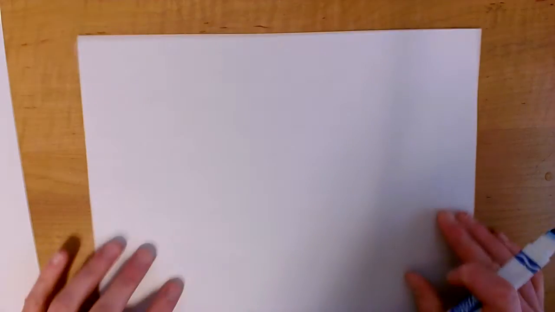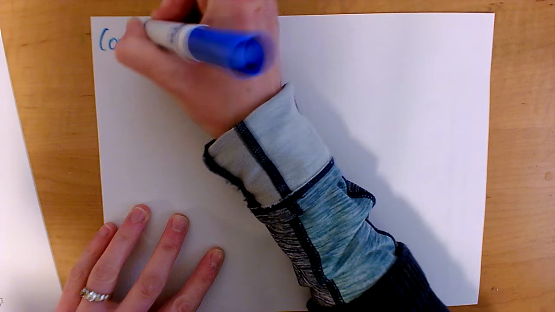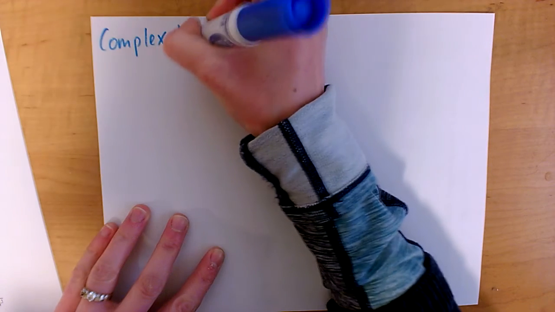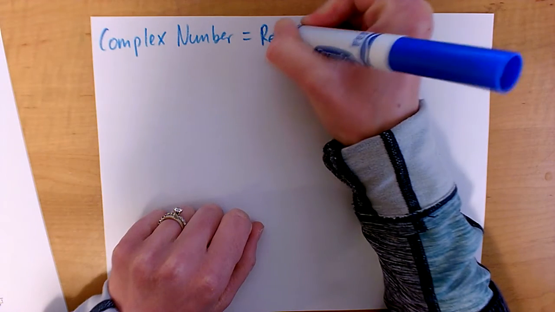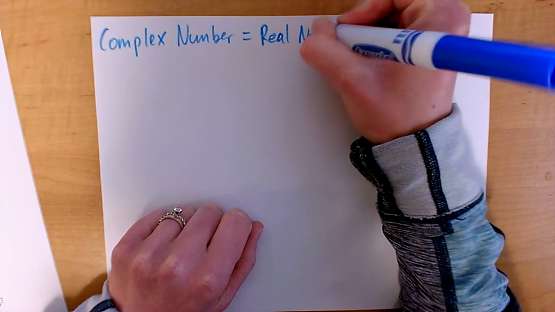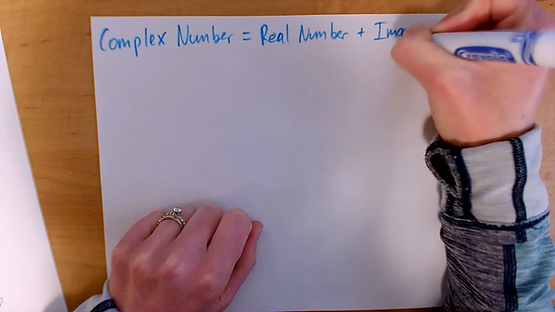So we've talked about imaginary numbers. Imaginary numbers include i, and a complex number has two parts. So a complex number is a real number plus an imaginary number.